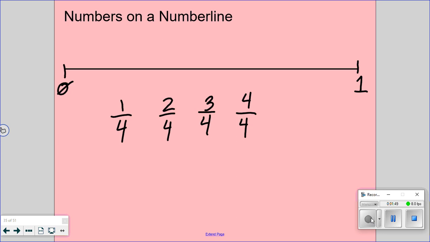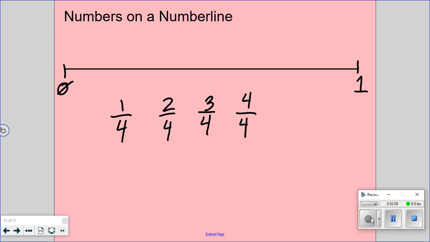I do 100. You could do 100 fourths. I could do 100. That means I'd cut it into 100 pieces. That would be so small.